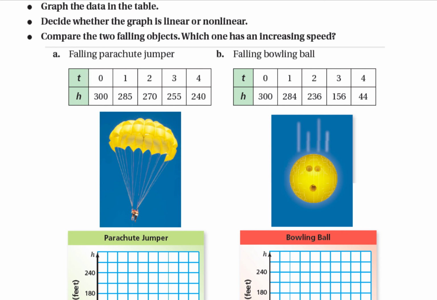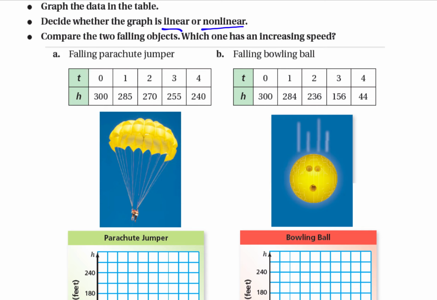I want you to consider these two situations. We've got someone parachuting to the ground and a bowling ball falling to the ground. Which one do you think is going to be linear or nonlinear? And then we'll go ahead and graph them and compare.